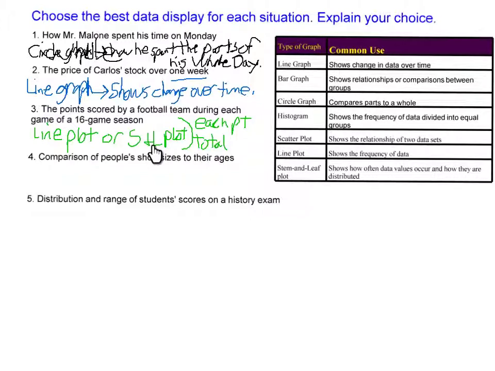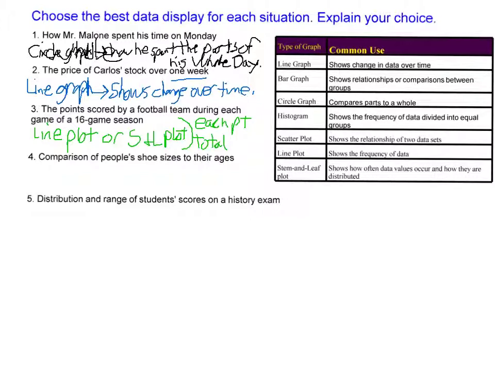I'm not going to be able to fit this all in here, but again, what it would do is using line plot or stem and leaf, each point total would be shown. You'd be able to see each point total. It would be listed. And then you could see the frequency of the data. You would also see how it's distributed.